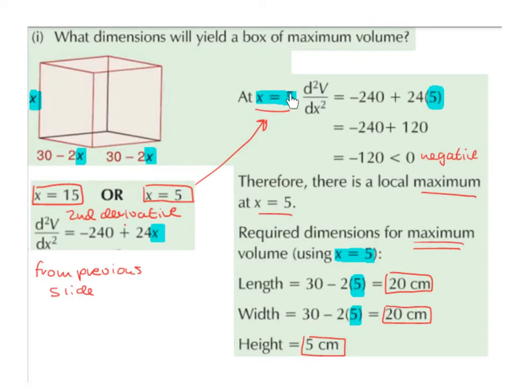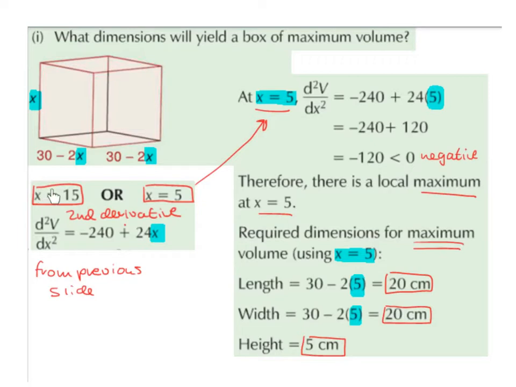So at x is equal to 5, the second derivative is equal to minus 240 plus 24 times 5. 24 times 5 is 120, and minus 240 plus 120 is minus 120, which is less than 0, which is negative. So therefore, since we have a negative result, there is a local maximum at x is equal to 5.